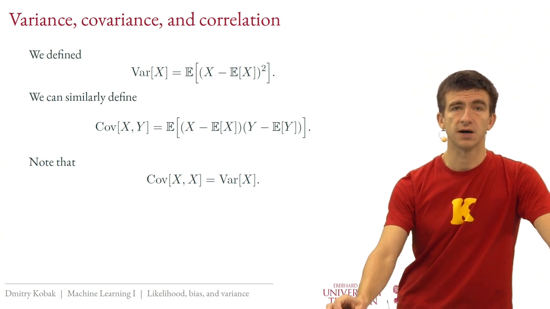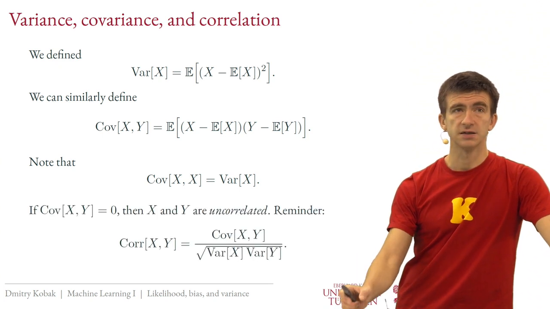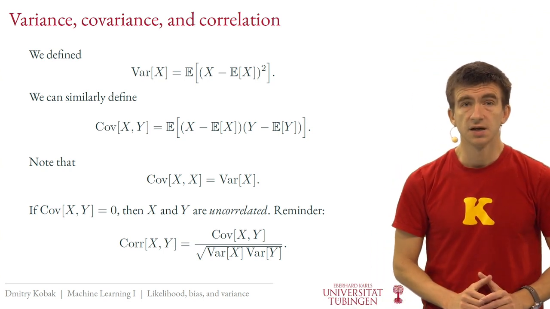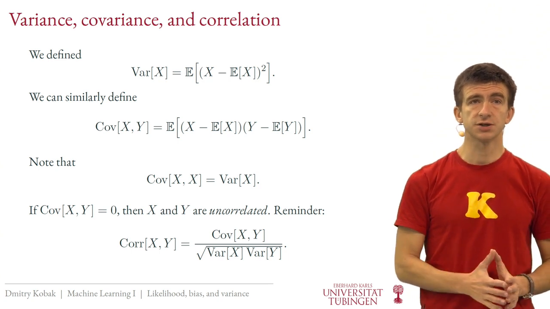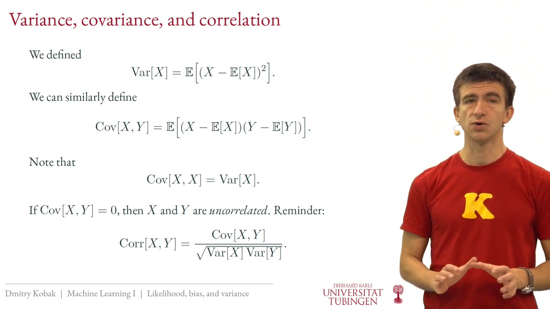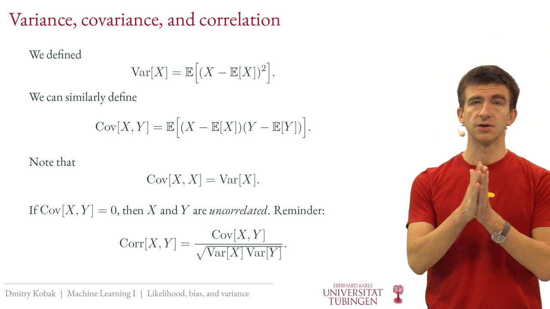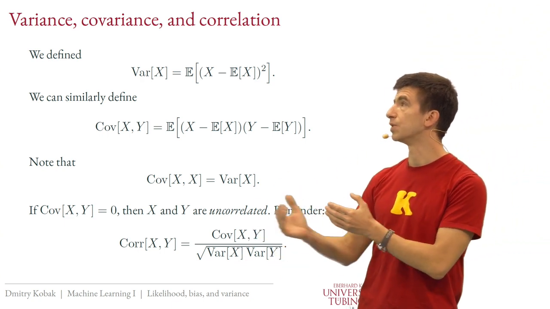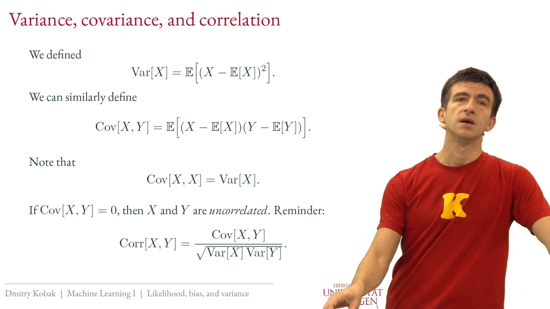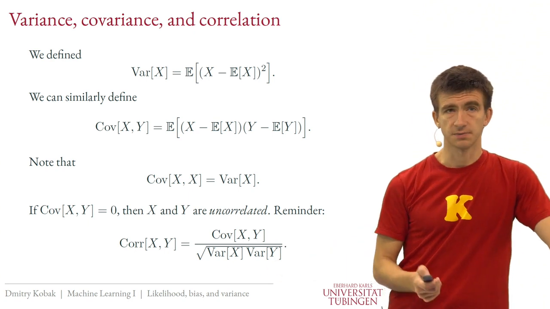So note that if you plug the same variable twice into the covariance, so covariance of x and x, it's just the variance. And as I already said, if x and y are uncorrelated, then the covariance is zero. And that's basically the definition of that, because as a reminder, the correlation is scaled covariance. So we scale covariances by square roots of the respective variances. And one can show, which is not exactly trivial, that this value, the correlation, will always be between minus 1 and 1. The absolute value of correlation cannot be above 1 if it's defined like that, whereas covariance can take any value. But zero covariance means zero correlation and vice versa.